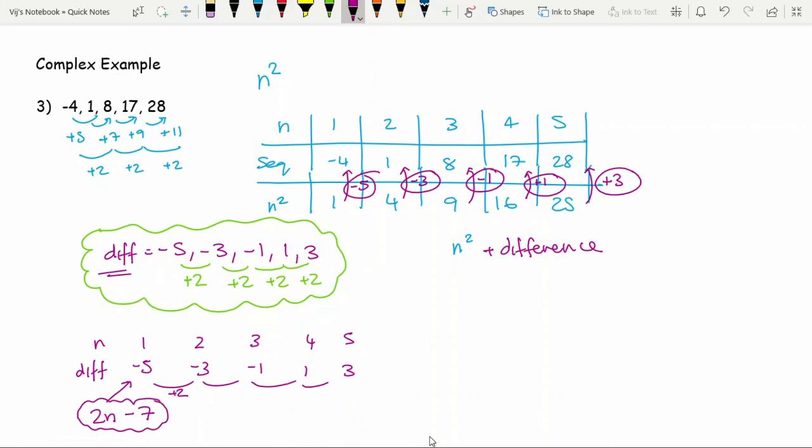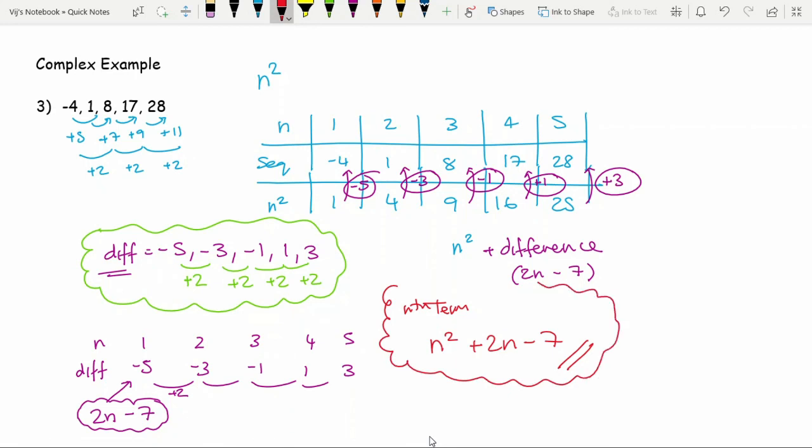Now if this is going to be 2n minus 7, then the nth term for this quadratic equation is going to be n squared plus 2n minus 7, and there is your final answer. So as you can see, with more complicated examples you might find the differences change, but that in itself turned into a linear sequence. So it's always worth just having that in mind, and finding a method and a structure that works for you will help decide what type of quadratic question it is that you're trying to find the nth term of. But I'm just making you aware that these things can change.